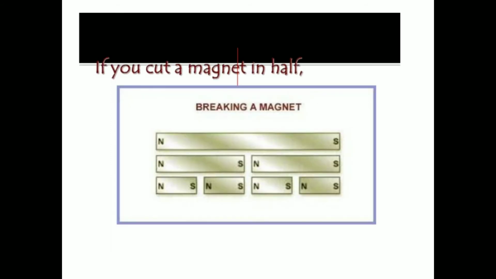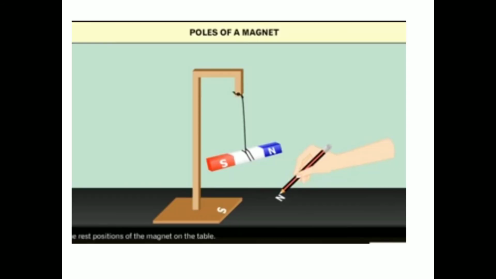Now the next property is, if you cut a magnet, it is going to have two poles. If you cut a larger magnet into two small pieces, then again these magnets are going to show the north and south poles. If you cut these two magnets again, they are again going to have the north pole and the south pole. So the magnet, if cut in the center or wherever it is cut, is going to show both the poles, the north and the south pole.